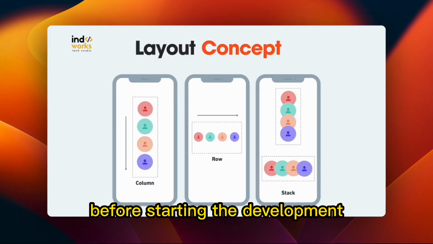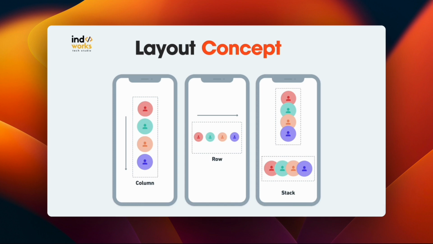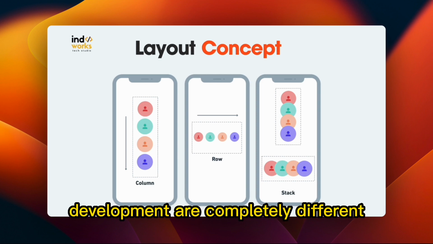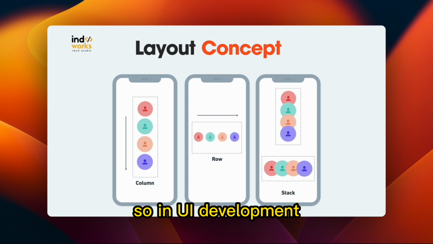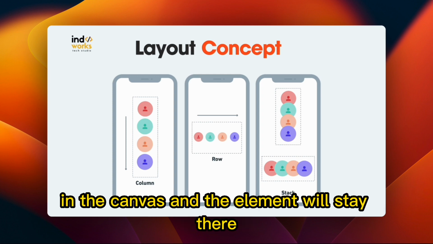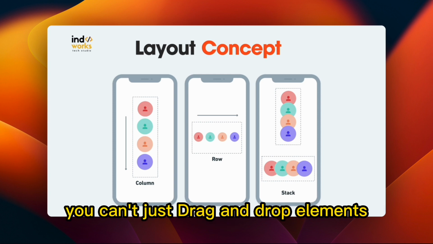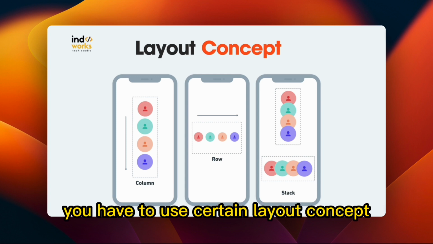Before starting the development, let's understand this layout concept. The UI development and app development are completely different. In UI development, you can drag and drop elements wherever you want in the canvas and the element will stay there. But in application development, you can't just drag and drop elements. You have to use certain layout concepts.